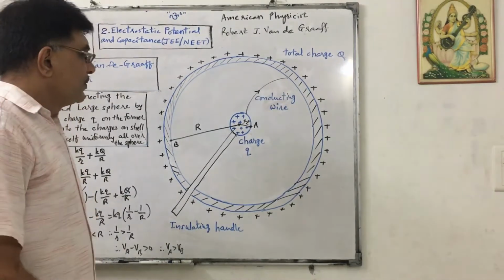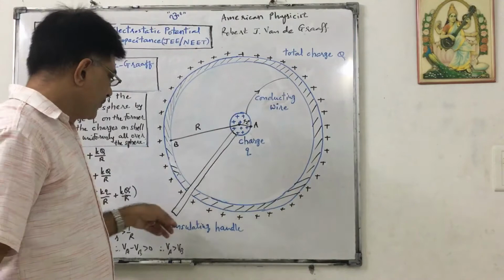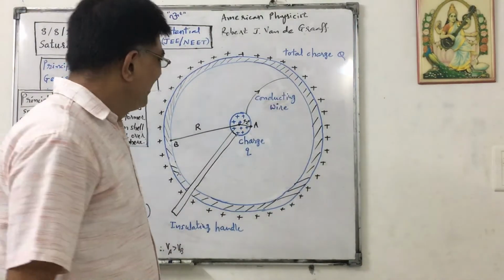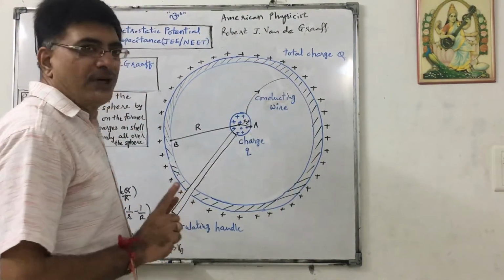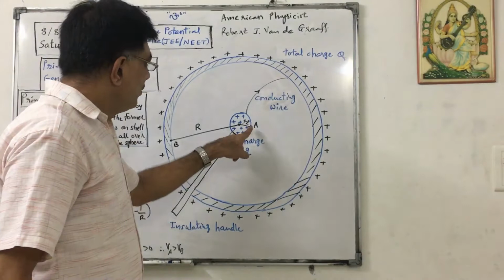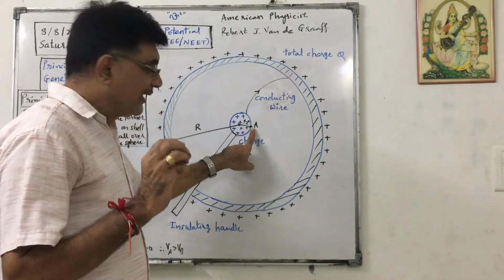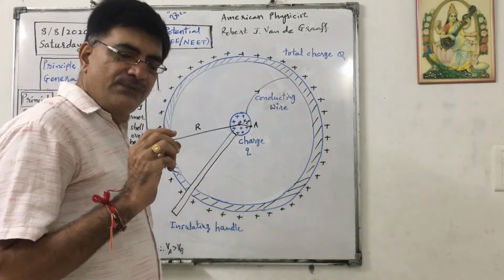So what will happen? See how we can put it here. We have to use an insulating handle, which we will learn in construction. So this is the figure. I am considering 2 points: one point A on the surface of the inside small sphere and another point capital B on the surface of the shell.